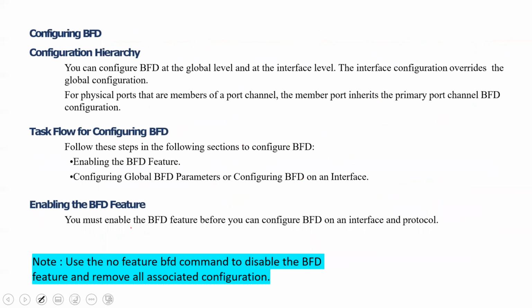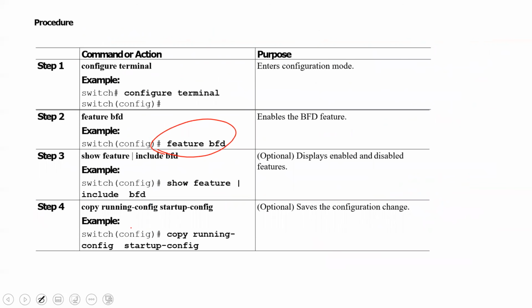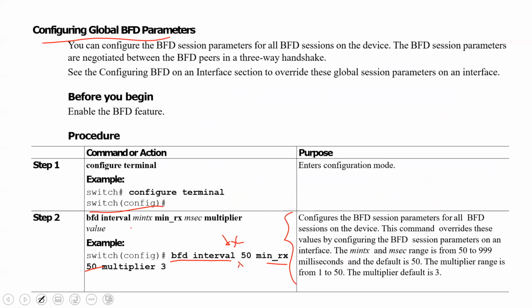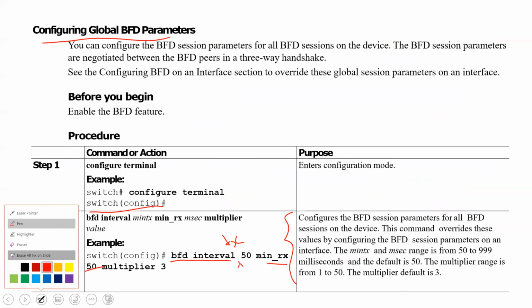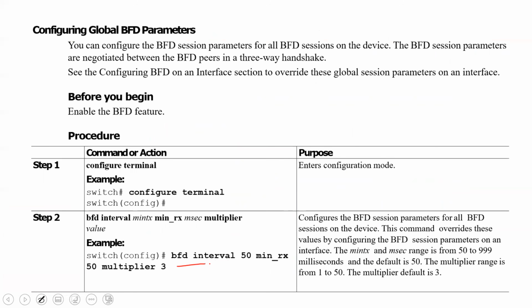Great. So this is the configuration command here. Let me highlight only the configuration here. So bfd interval 50 min_rx 50 multiplier 3. And you can see what's the minimum, what's the maximum, and what's the default value here.